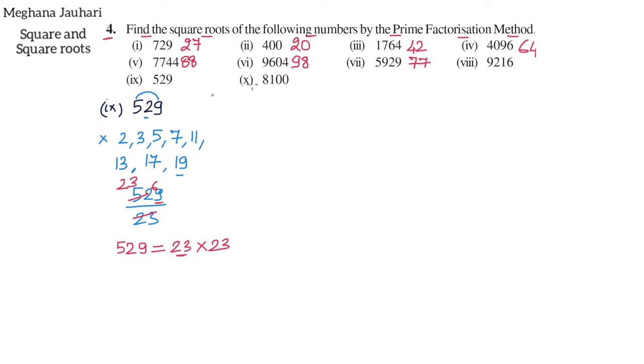Repetition of 23, or I can say the square of 23, is 529. That's why it was not divisible by these other numbers. So we already have a pair. We will take one out of this pair, or we can write 529 as 23 square. So finally we can say that square root of 529 is 23.